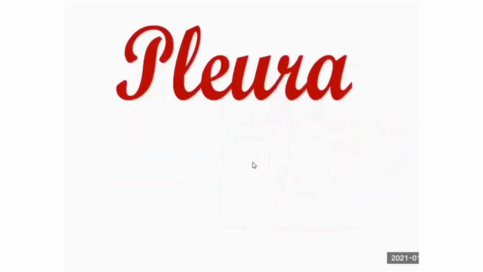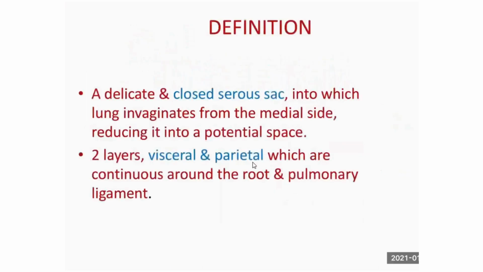What is the covering of the lung? Pleura. So what are all the layers of pleura?